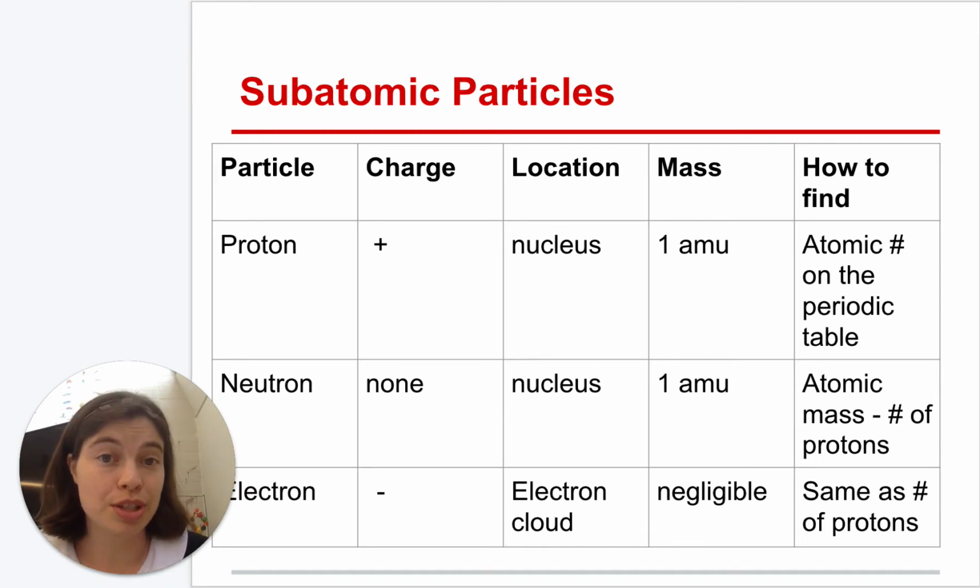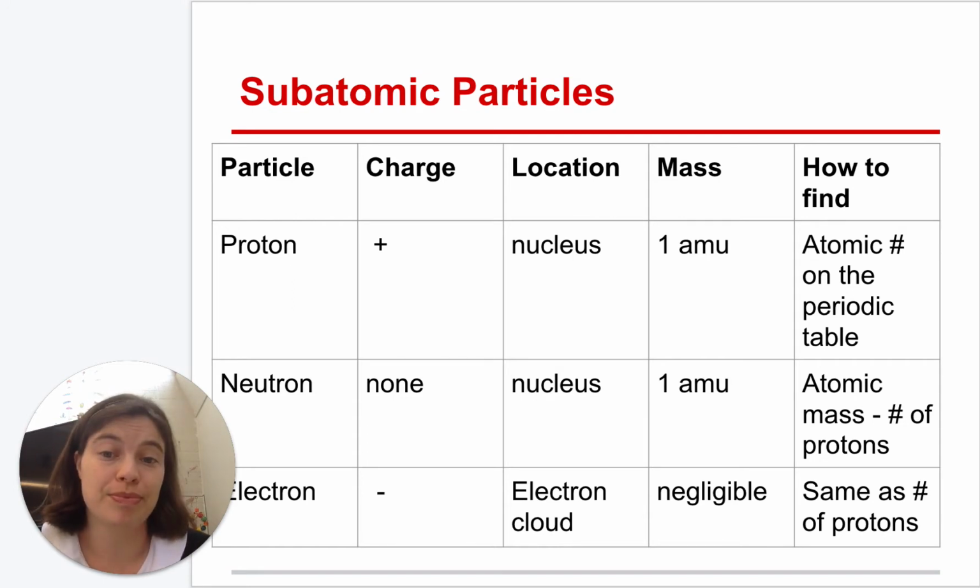Protons and neutrons are both located in the nucleus, while electrons are located in the electron cloud. It's important to note that the electron cloud is vast compared to the nucleus. If you imagine the nucleus of an atom as a marble on the 50-yard line of a football field, the electron cloud is the size of the rest of the field. So the electron cloud is huge compared to the nucleus. Both protons and neutrons have a mass of 1 atomic mass unit, while the mass of an electron is so small that you can basically ignore it.